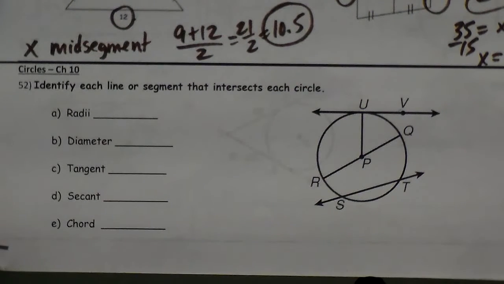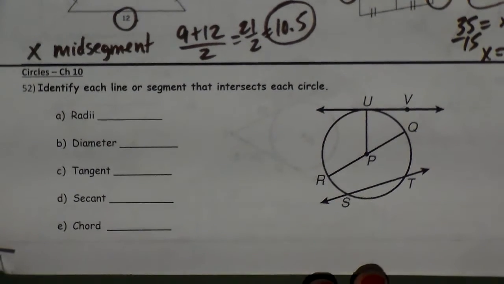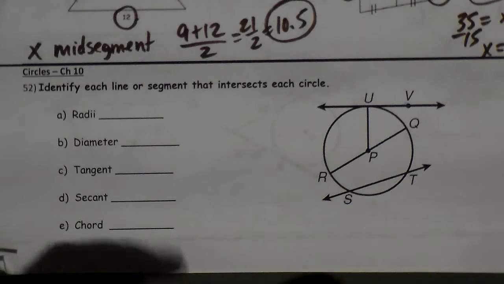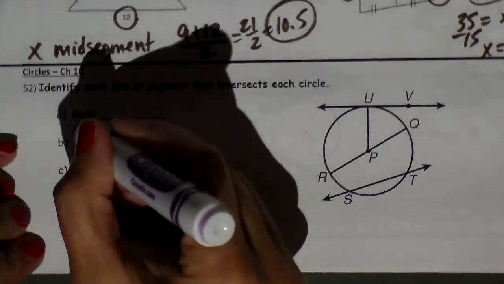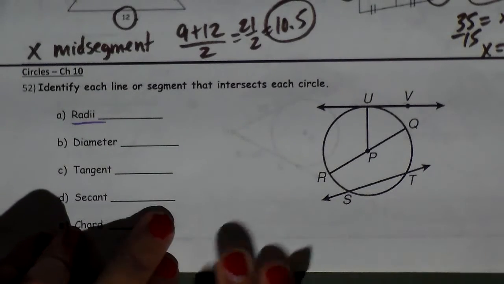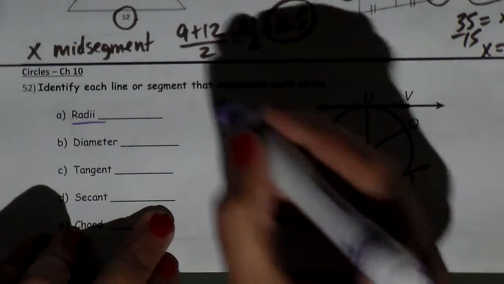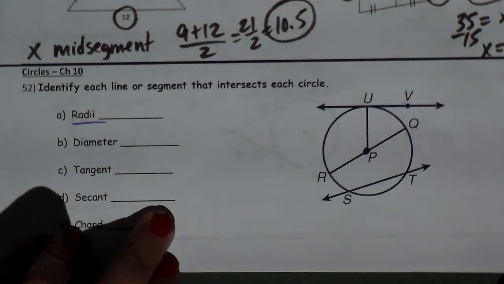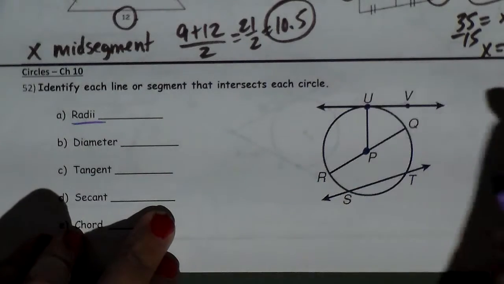Okay, so we're going to continue the review now. We're going to look at number 52, which is identify each line segment that intersects each circle. So the first thing we're going to look at is radii. Now remember, radii is plural for radius. So we're looking for a radius. Remember, a radius is a segment whose endpoints are the center of the circle and a point on the circle.